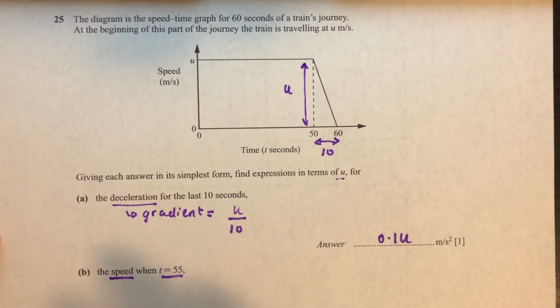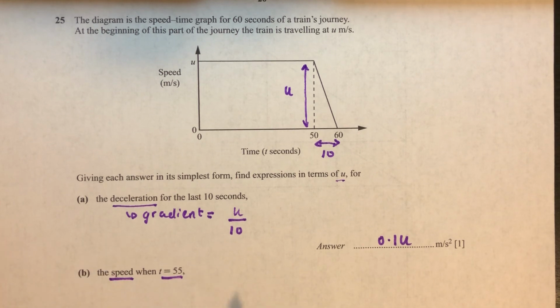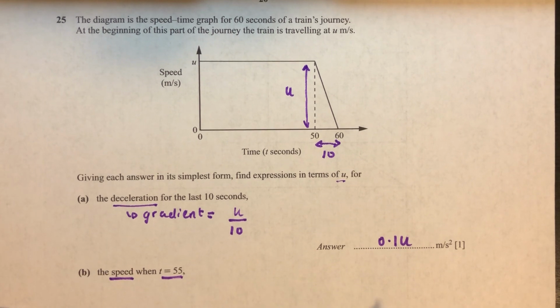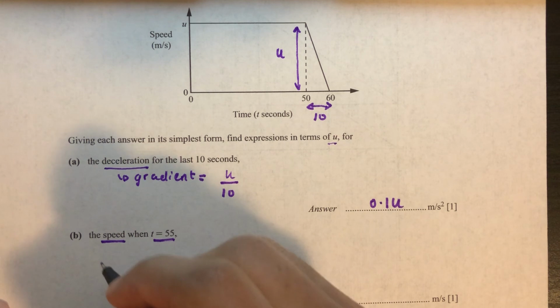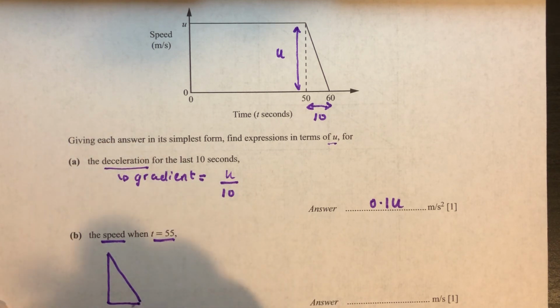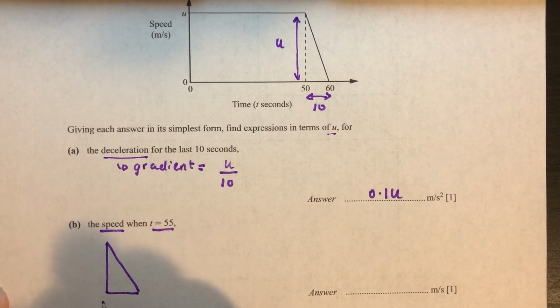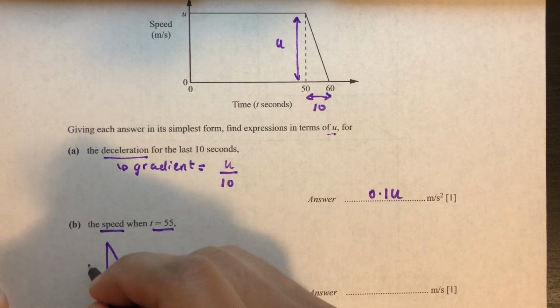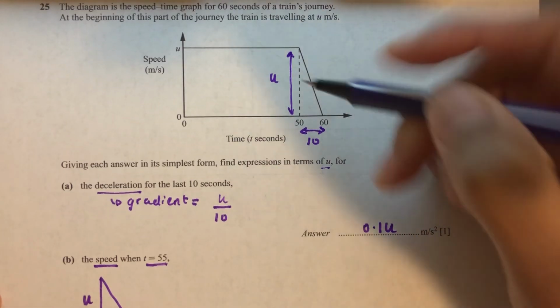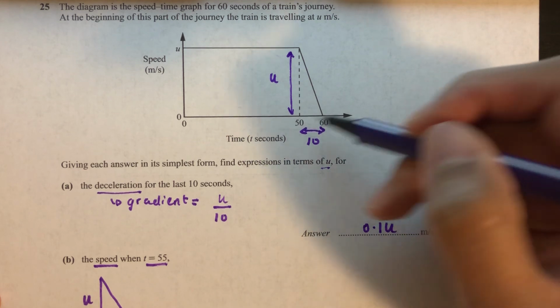And then for part B, find the speed when t is equal to 55. So we can find this using proportionality. What I mean is we have to draw two triangles. So the big triangle, that's the big triangle. This is when speed was from 50 to 60. So the length was 10 and the height was u, just like this one. Height was u, the width was 10.